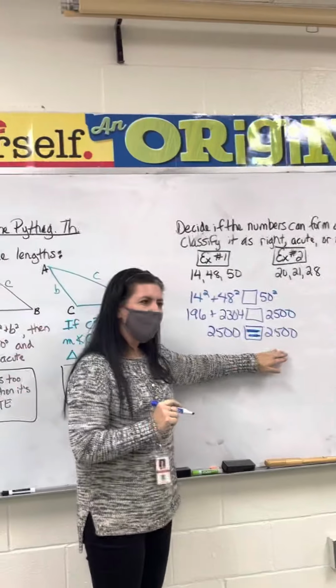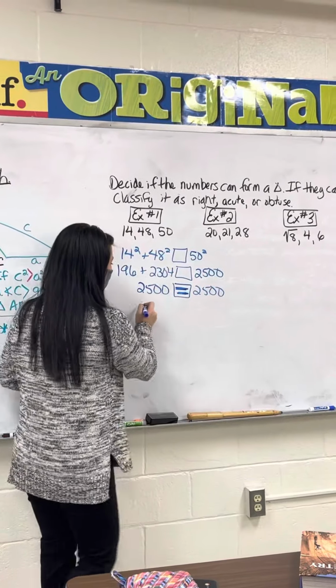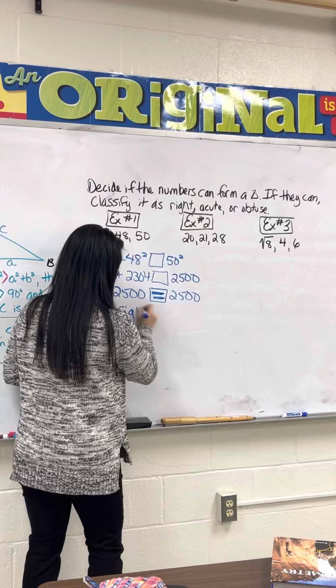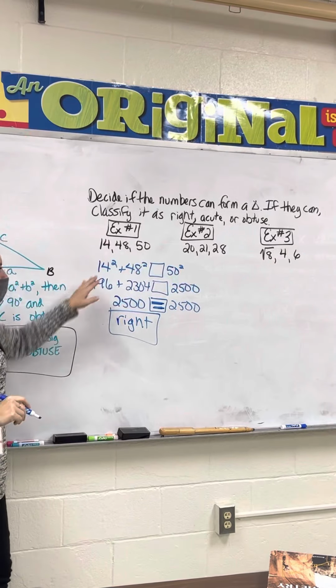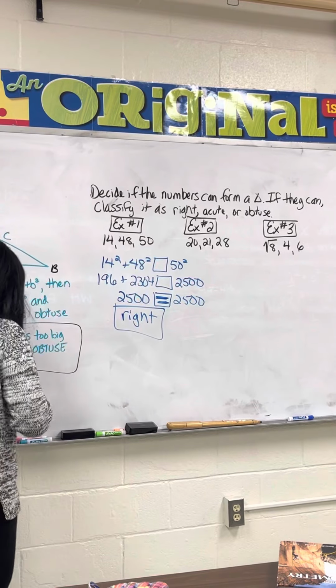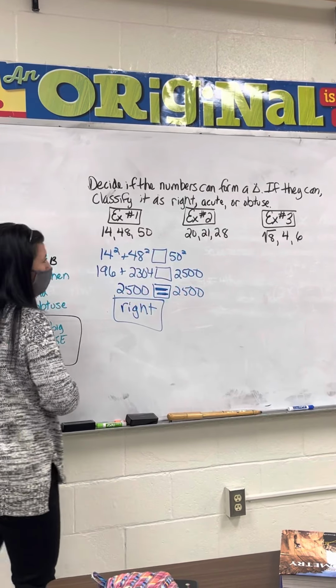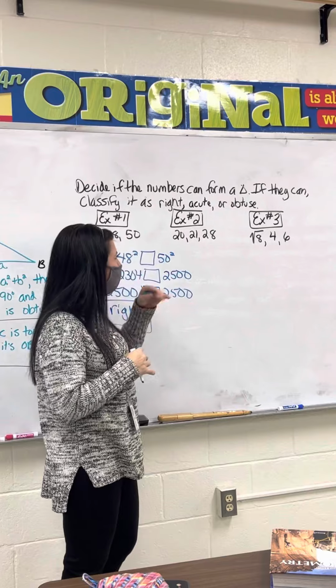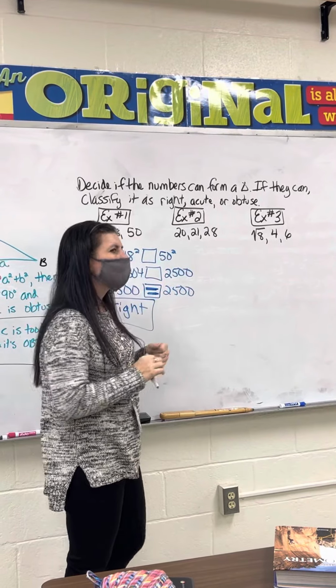So because, don't stop here, because it's equal, we know that it is a right triangle. So this is the answer that I'm looking for. This is the work that backs up this answer. That one was hopefully an easy one. Let's look at the next one. Same scenario, we're gonna plug it in and see which of those scenarios that we just talked about works.